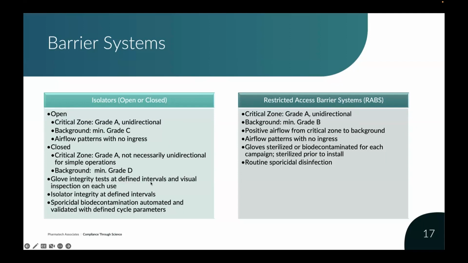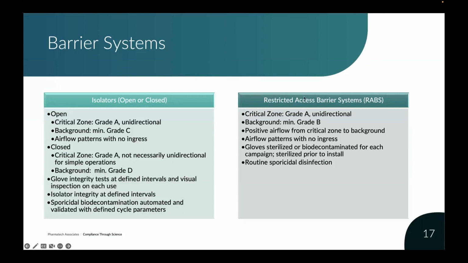There are expectations of glove integrity tests at defined intervals. So you have to define that in your SOP of how often you do your glove integrity test. But it also requires that you visually inspect the gloves at each use, particularly for an operation that puts risk of potentially damaging those gloves. For a closed isolator, the isolator integrity has to be tested at defined intervals. And there's an expectation that the sporicidal biodecontamination is an automated process, and that it is validated with defined cycle parameters.